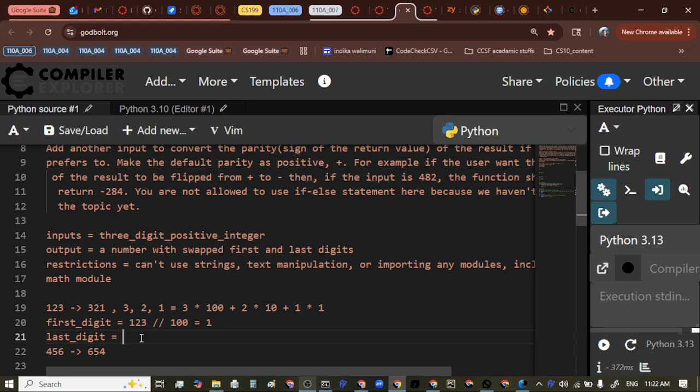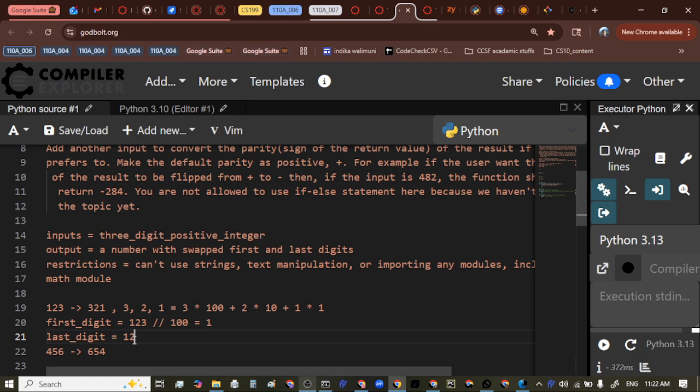So if I divide, what should be the divisor then? If I use integer division, 123 divided by 1, then the answer is 123, right? That's not the answer. We should get 3, right? The last digit is 3, that's what I am finding. Is that modulo? It's modulo, right?